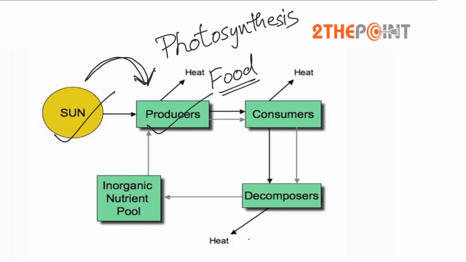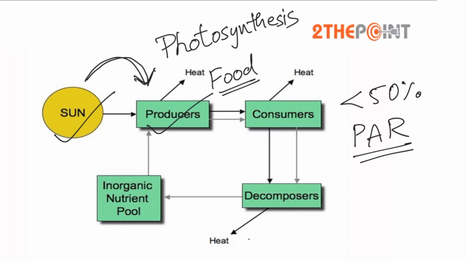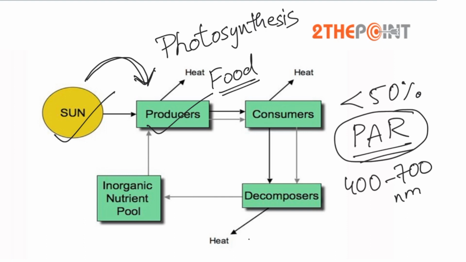Of the total solar radiation that the sun provides to the earth, known as the incident solar radiation, only less than 50% of it is photosynthetically active radiation, known as PAR. I again repeat, it is photosynthetically active radiation. This is the only amount of light energy that is actively used in photosynthesis. It is in the spectral range between 400 to 700 nanometers. Plants can use this range of radiation for photosynthesis.